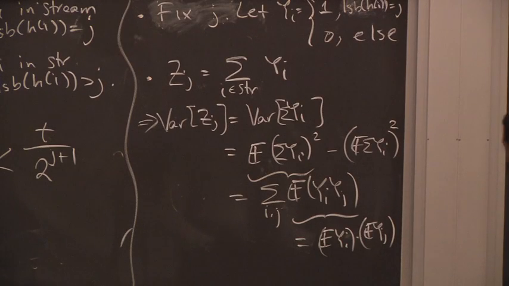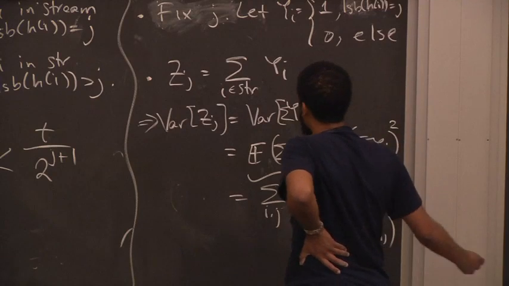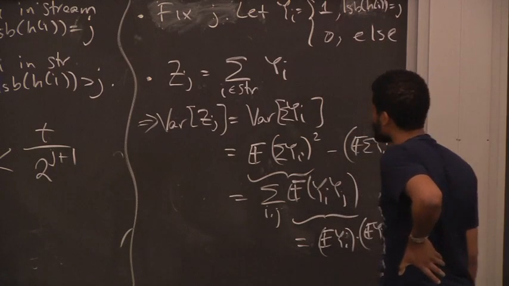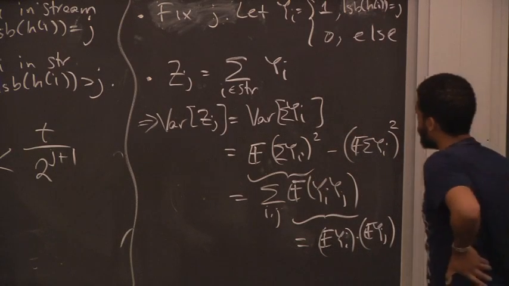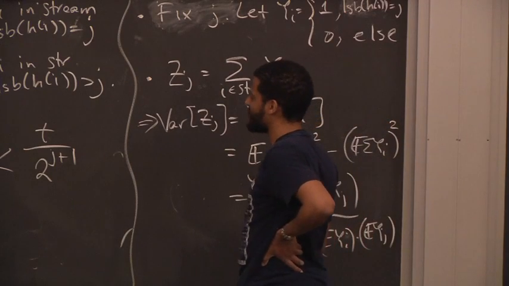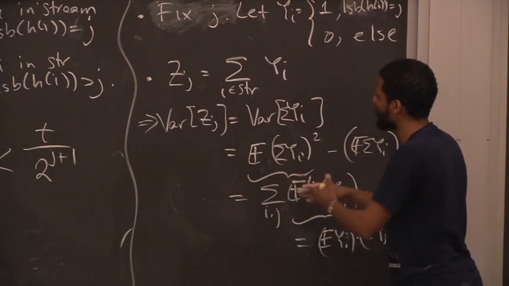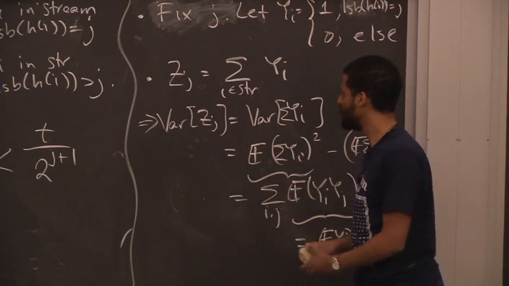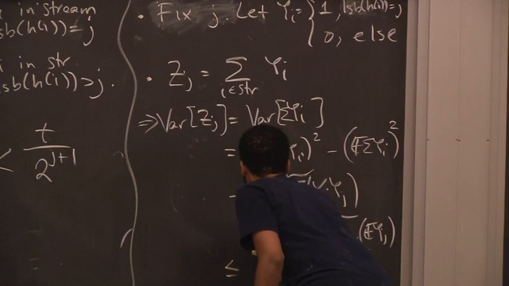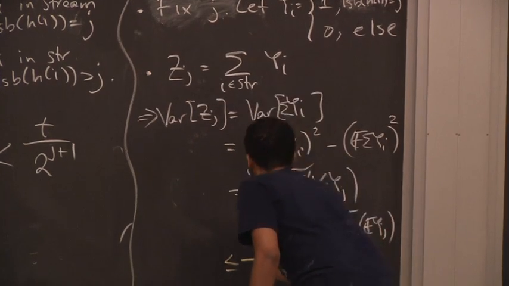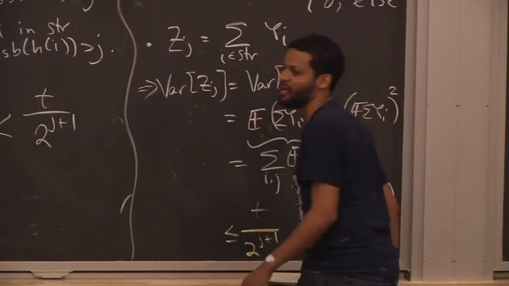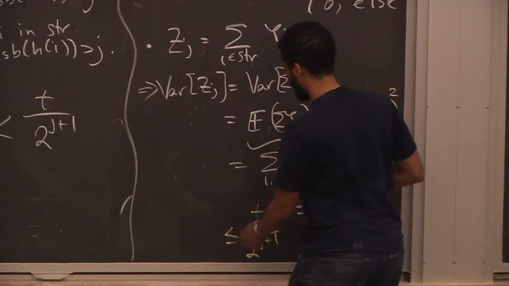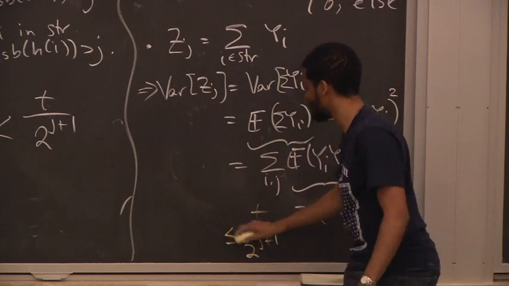Okay, so, right, so you really only need pairwise independence, which we have. I'm not going to do the calculation for you because I want to get to things. But if you were to do this calculation, if you were to use the fact that the variance of the sum is the sum of the variances, you would get that this thing is at most t over 2 to the j plus 1. Basically, the variance is at most the expectation. You'd get something like that. Okay, so I'll leave proving this to you.